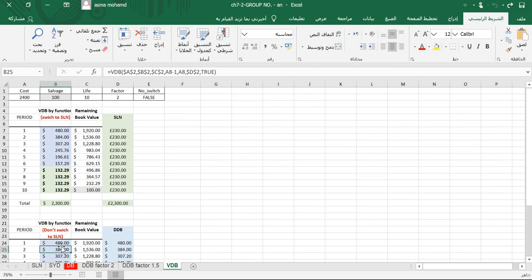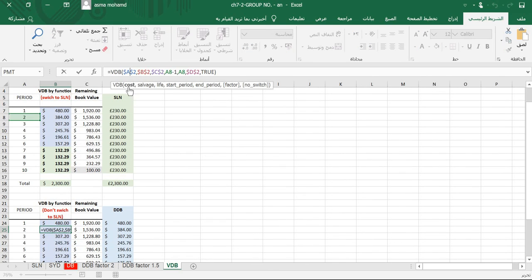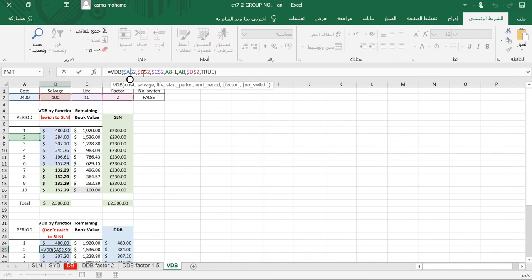So here we have the no switch. The cost is the cost here, which is 2,400. The salvage is 100. The C2 is the life, which is 10 years. The starting point and the ending point. The starting point we calculated by 8-1, which year we are in, and then -1. So it will give us when it's a start, and 8-2 is the actual year we are calculating the depreciation for.